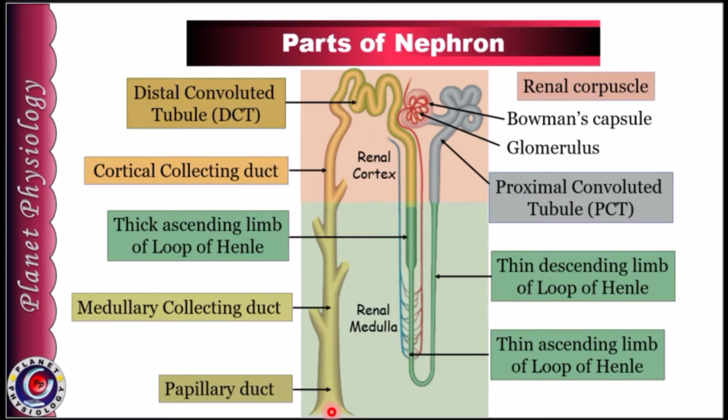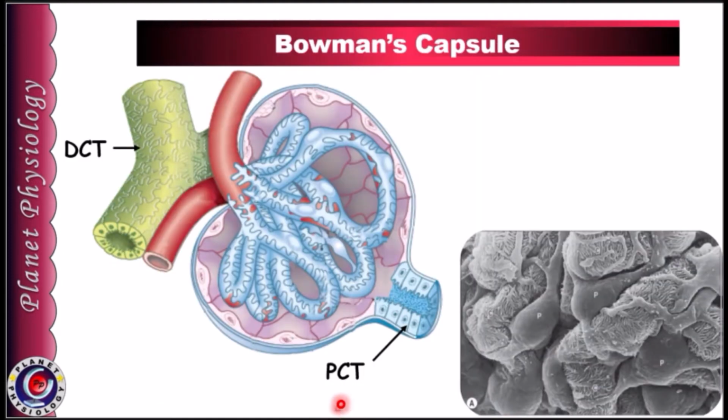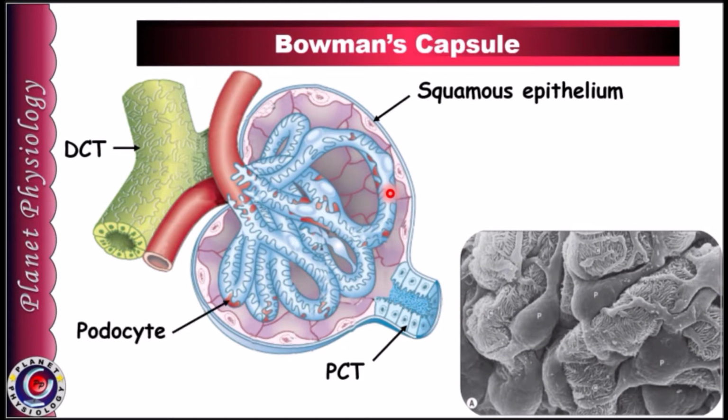Now let us study the important features of various parts of nephron. These features make them specialized for performing specific functions. Let us begin with the Bowman's capsule. As I mentioned earlier, it is a double-walled, cup-shaped structure. Its parietal wall is lined by simple squamous epithelium, but the visceral wall has specialized epithelial cells called podocytes.